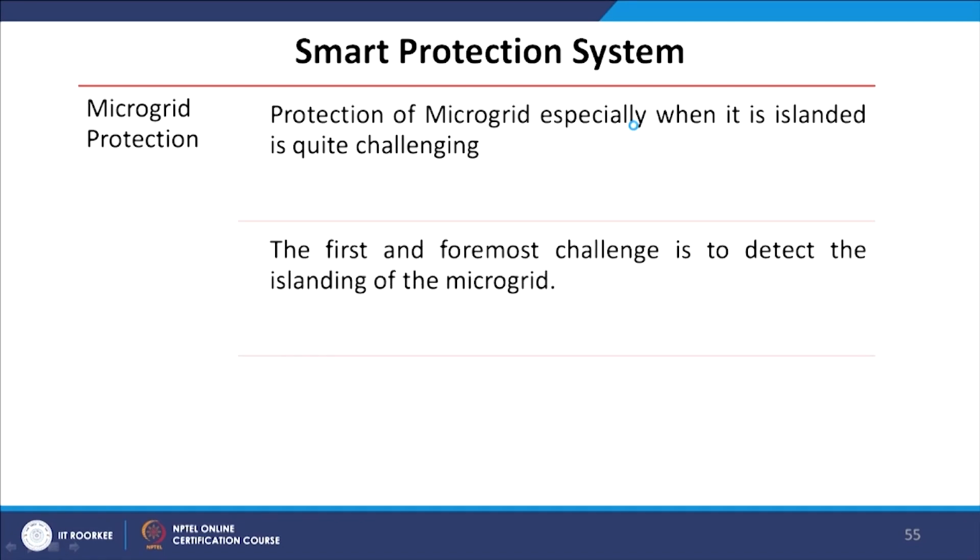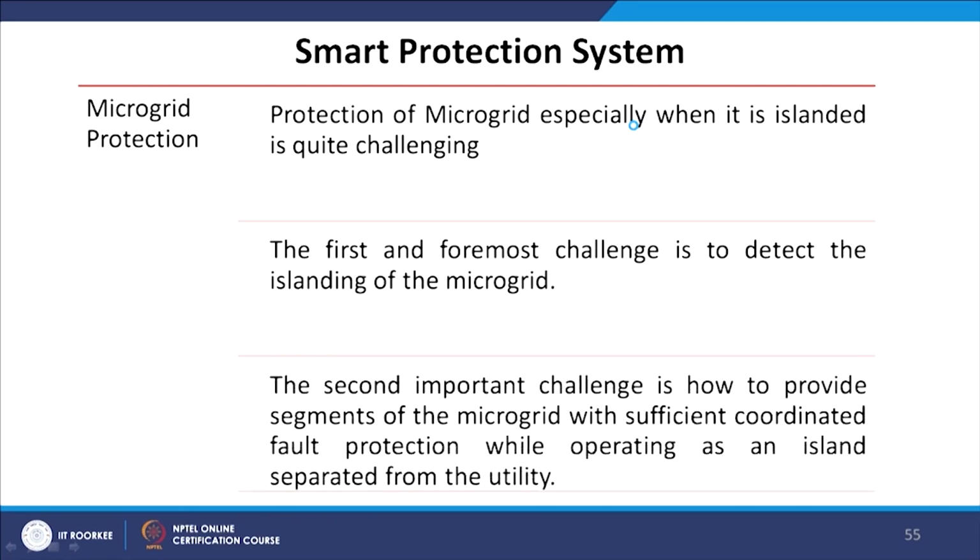The first and foremost challenge is to detect the islanding of the microgrid. The second important challenge is how to provide segments of the microgrid with sufficient coordinated fault protection while operating as an island separated from the utility, which is very important during fault conditions: how we can operate the grid in an islanded mode.